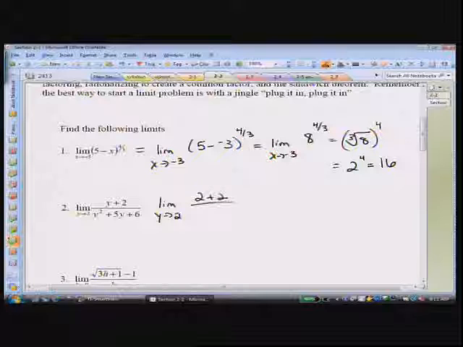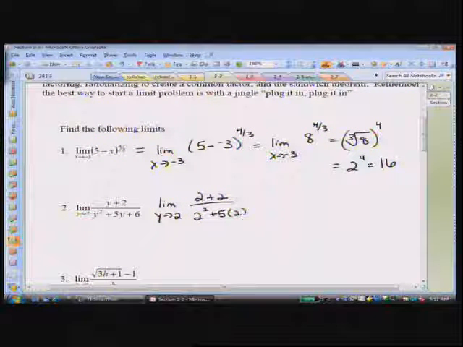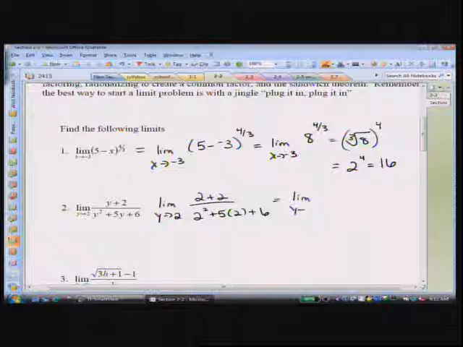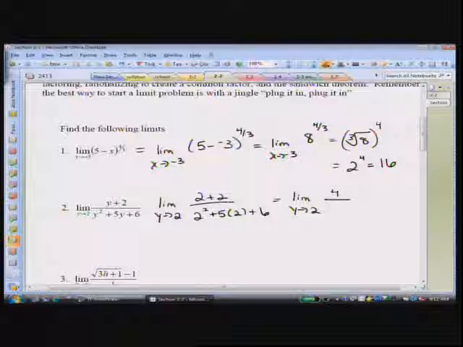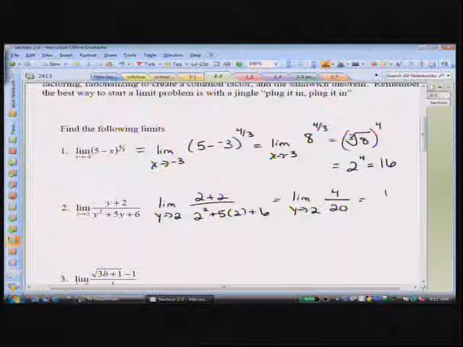But so if I do the limit as y approaches 2 and I try to plug in, I'll have 2 plus 2 over 2 squared plus 5 times 2 plus 6. So this is the limit as y approaches 2 of 4 over 4 plus 10, which is 14, plus 6. So that's 20. So this is 1/5.